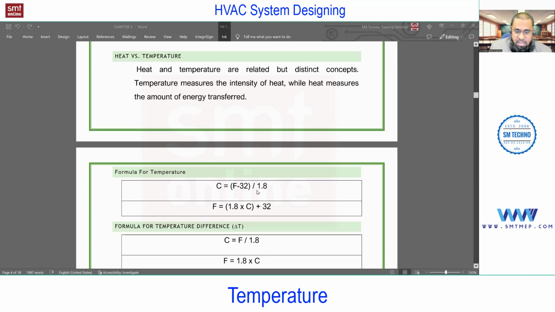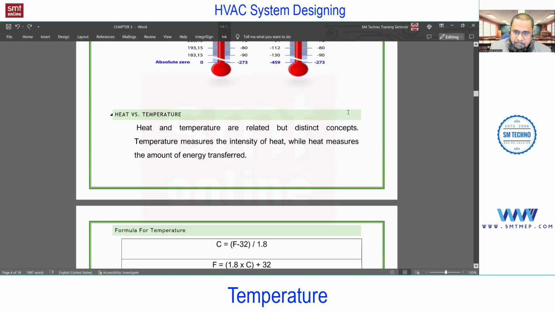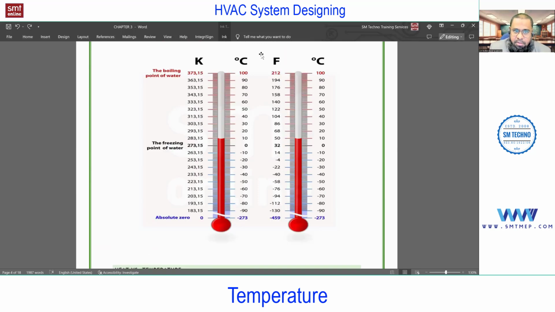Now the question is why we are considering this 1.8. Remember, in the centigrade scale there are 100 divisions, but in the Fahrenheit scale there are 180 divisions. Very good. You see here, this is 0, this is 32, this is 100, and this is 212. So 0 to 100, this is 100 divisions. But 32 to 212, how many divisions? 180. So it means one division of the centigrade is nearly 1.8 of Fahrenheit.